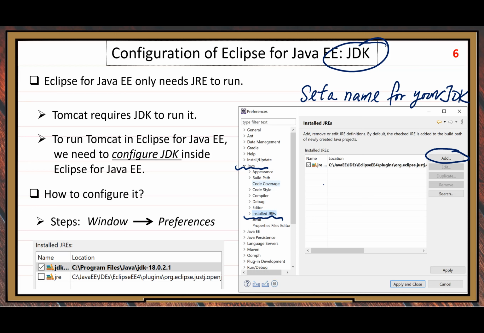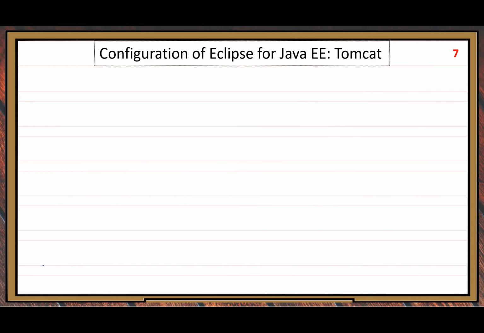Here I set the name JDK 18, because the version is 18. So I use that name, JDK 18. You will see it in this little window after you select it. This is the name field. Later I changed that name. Then check the JDK checkbox, all right.